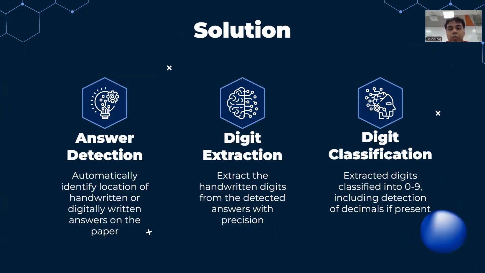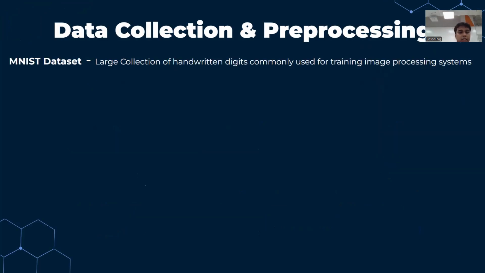So the solution we have come up with is an automatic grading system for Gradescope, which consists of the answer detection, the digit extraction, and the digit classification. So it would automatically identify the location of handwritten answers on the paper, with the digits being detected with precision. The digits consist of 0 to 9, and also decimals if present. Next, I'll be handing over to Edson.